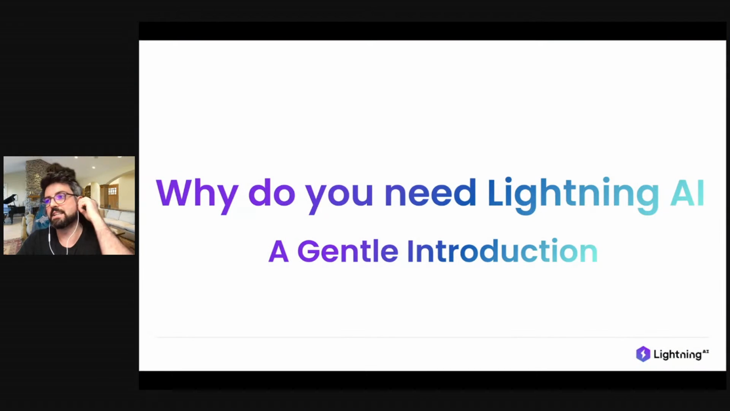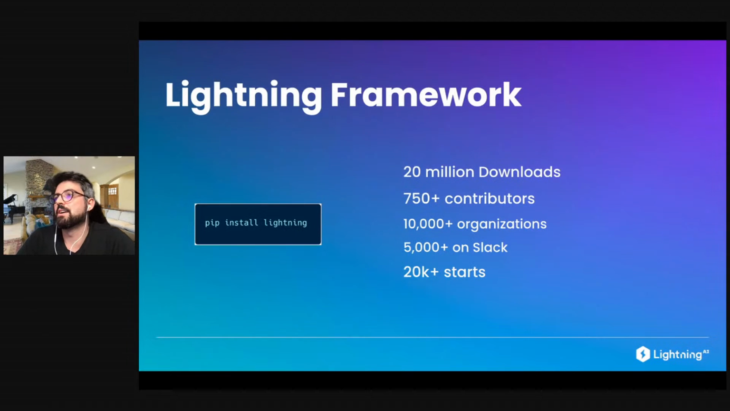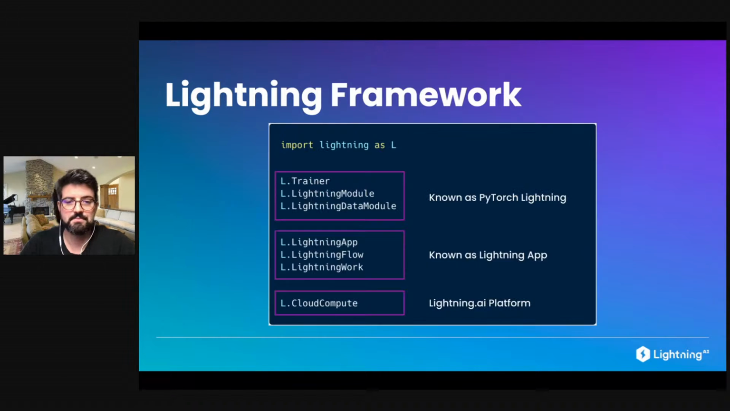So why do you need Lightning? A gentle introduction. So first of all, the Lightning framework can be installed directly from pip. So you can do like pip install Lightning. It comes with 20 million downloads already. We have 750 plus contributors, 10,000 organizations trust us to run the deep learning tasks on the framework. We have quite a large community, around like 5,000 people on Slack, and the framework recently passed the 20,000 stars.